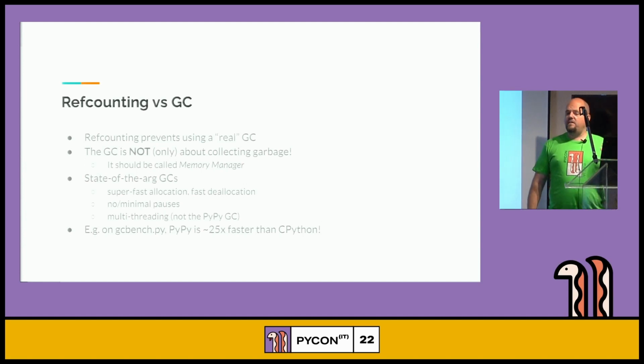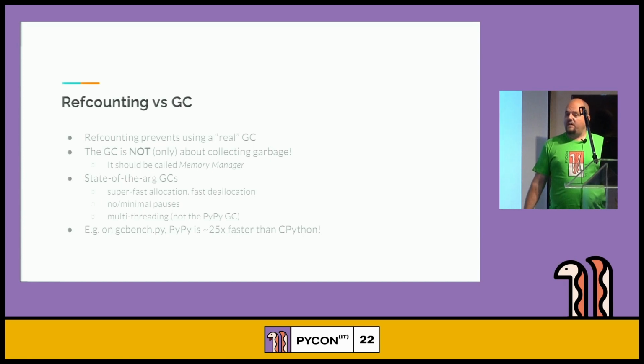And state-of-the-art garbage collectors are very, very fast. You can have super fast allocation, fast deallocation, incremental collection, so you don't have pauses. Like in the Java world, they have a lot of very good GCs. PyPy has a not too bad GC.